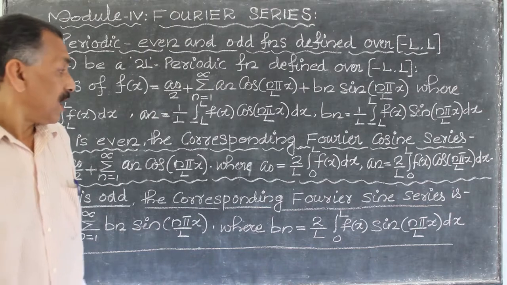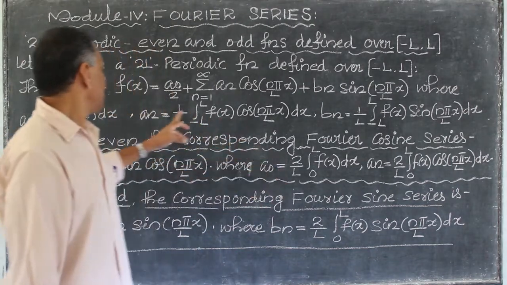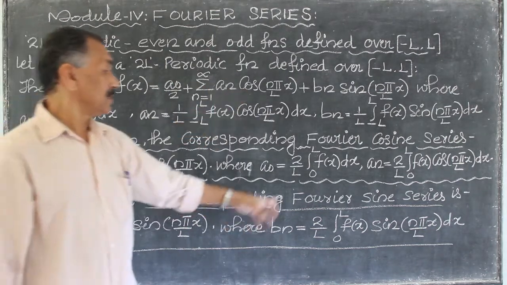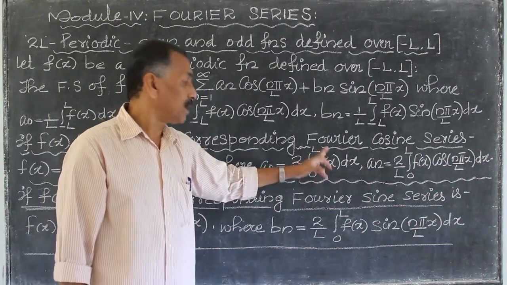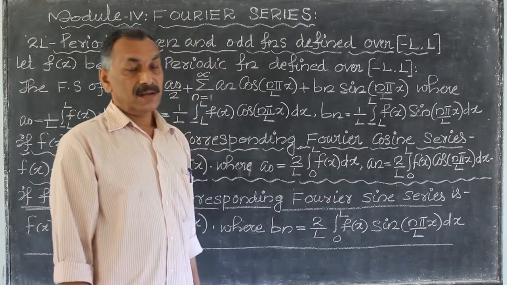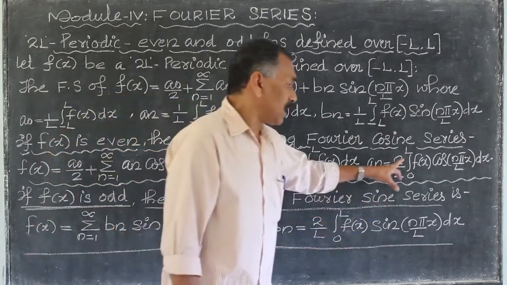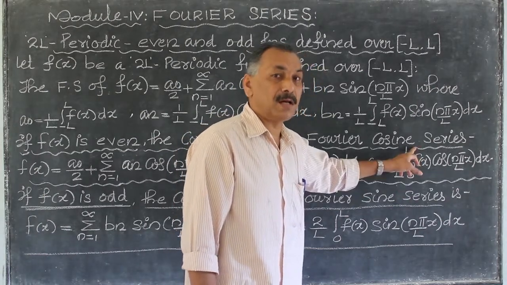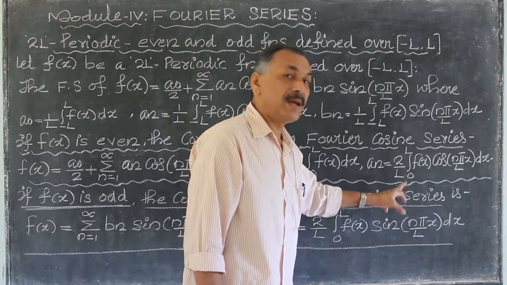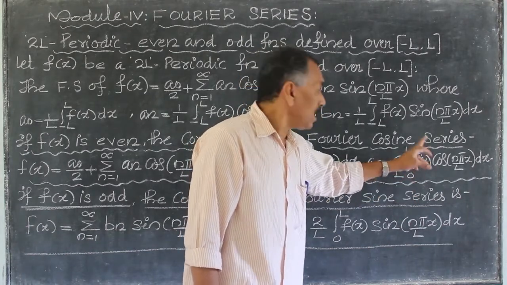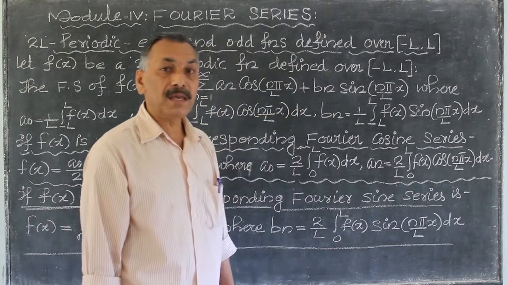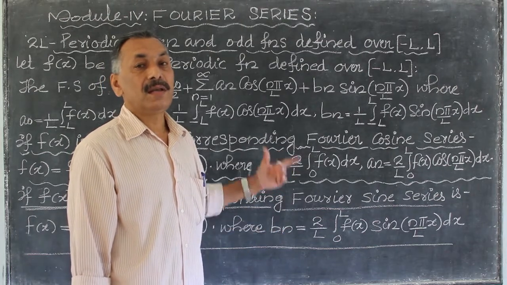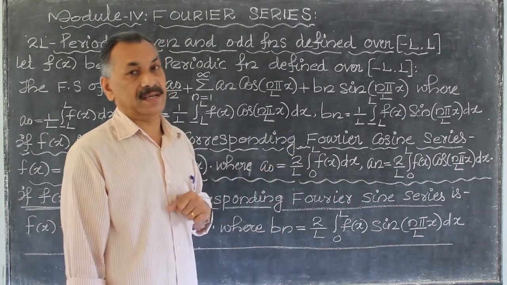What is a0? In this case a0 is 1 by L, doubled, since minus L to L becomes twice 0 to L. That is a0 equals 2 by L into integral 0 to L f of x dx. What is an? In the same way, an is 2 by L into integral 0 to L f of x into cos n pi by L x dx. And a0 is equal to 2 by L into integral 0 to L f of x dx.